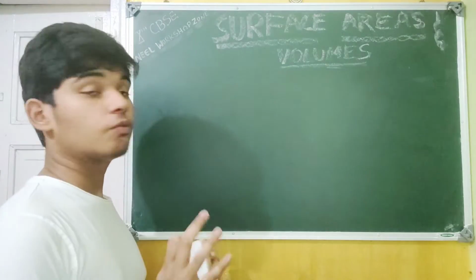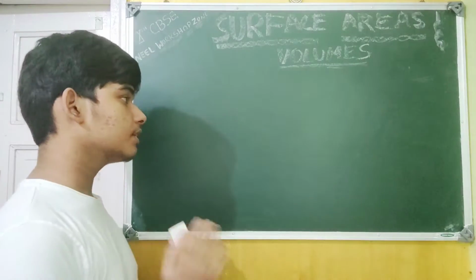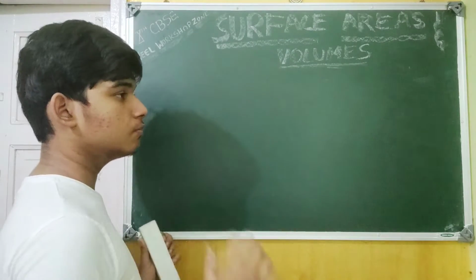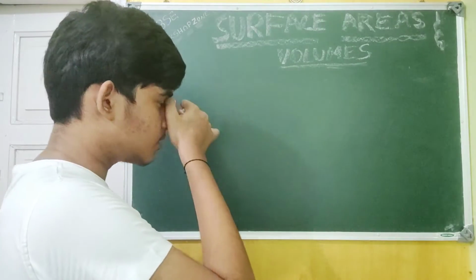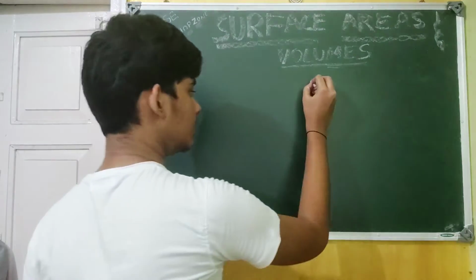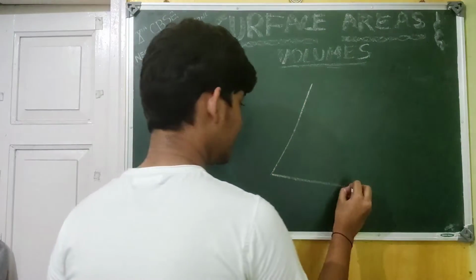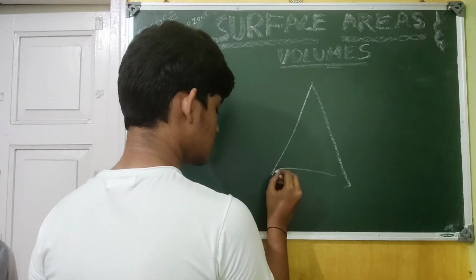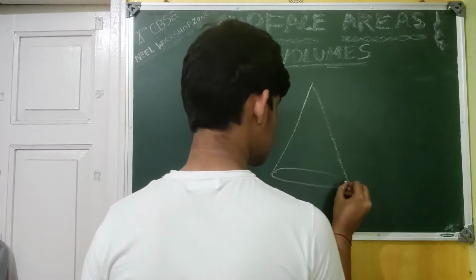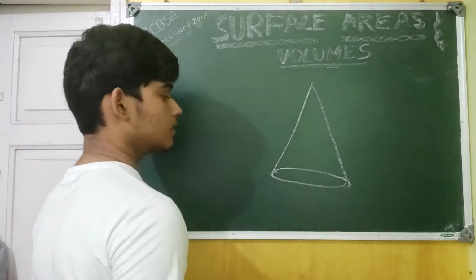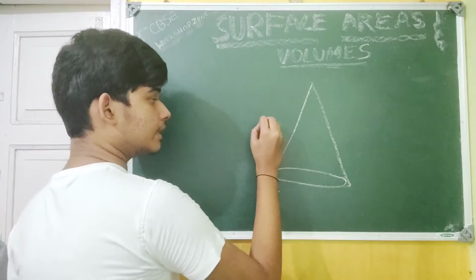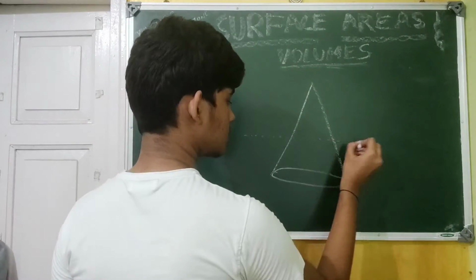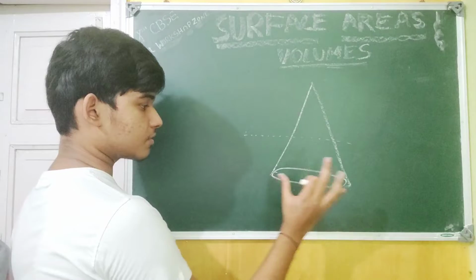So first of all, what is a frustum? Well, a frustum is a cone when it is divided horizontally into two parts, the bottom part is called the frustum. So for example, let me draw a cone. So let's say this is a cone. Now when you divide it horizontally into two pieces, let's say like this, the bottom part is called frustum.